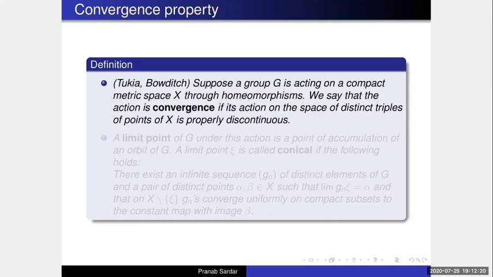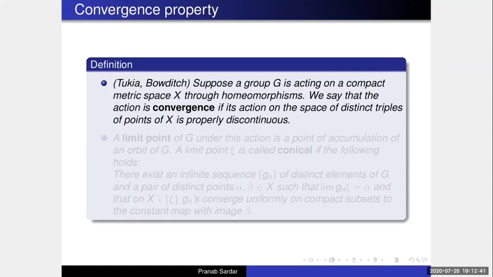So you basically take the subset of X cross X cross X consisting of all points (x, y, z) such that x is not equal to y, y is not equal to z, and z is not equal to x. And you take the diagonal action. In other words, g·(x, y, z) is simply (gx, gy, gz), the diagonal action. If you take that action, then the action should be properly discontinuous. If that happens, then we call it a convergence action.